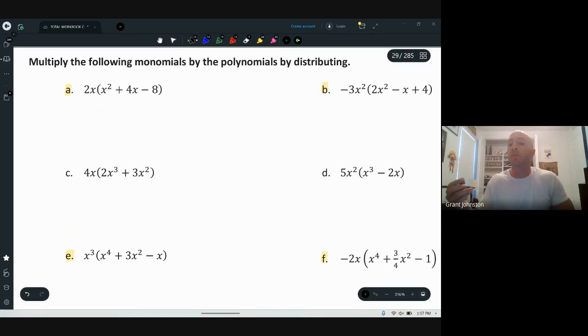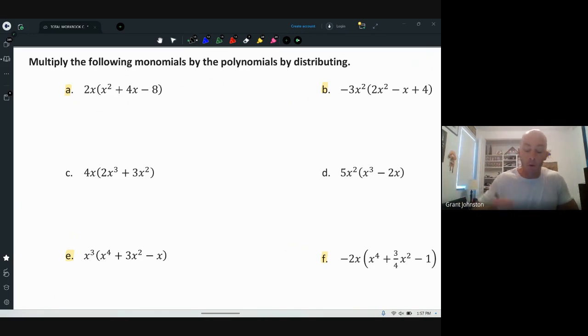So distributing is just multiplying when we distribute. So this 2x, we're multiplying it to the x squared plus 4x minus 8. So the 2x is going to multiply to all the terms in here. We're multiplying the 2x by that entire polynomial. And we do this by a term we call distributing, which is really just kind of fancy for saying multiplying.